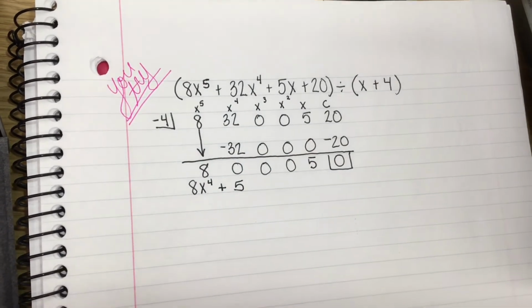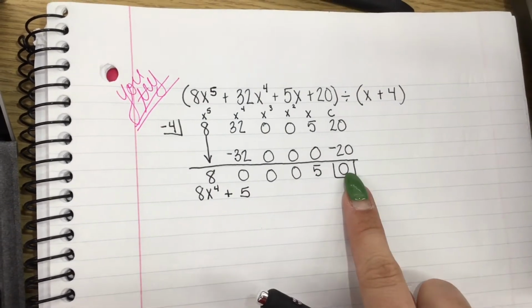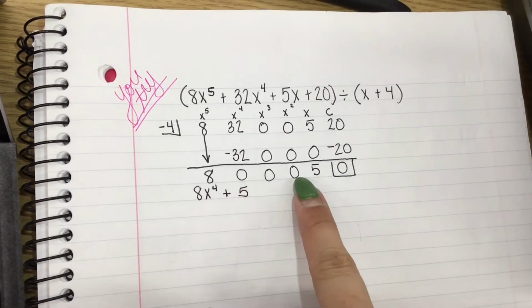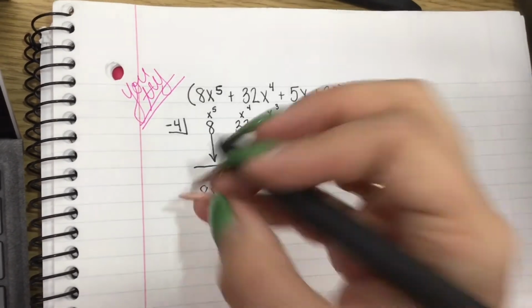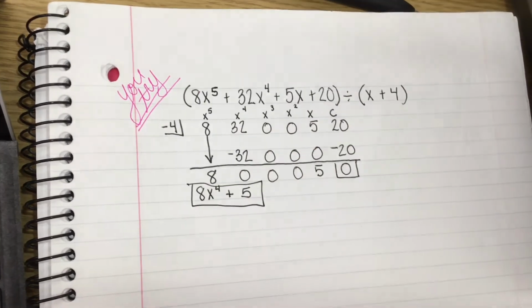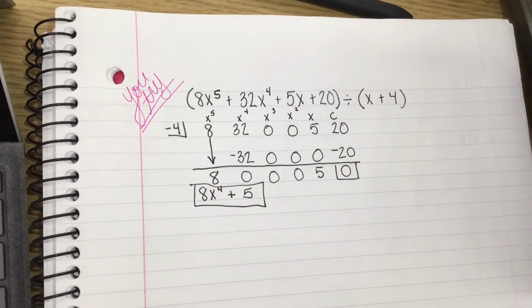We know that it's the constant because it's right before the remainder. And since our remainder is 0, we don't have to write a remainder at the end. Remember, this also means that this is the factor you would find after you factor out an x plus 4.